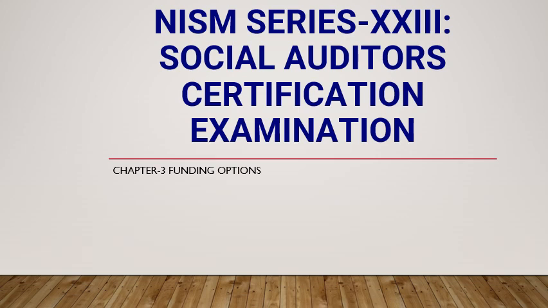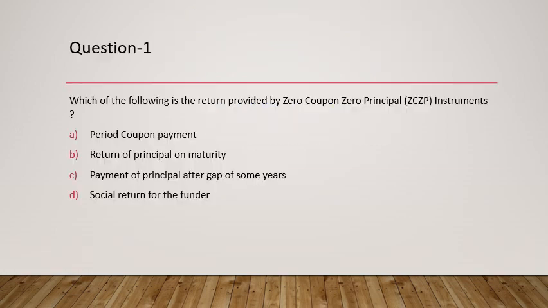I am going to start with chapter 3, which is about funding options. I have already done one video, but this is the second one that I am doing on chapter 3. So let me take you through the first question, which is about a zero coupon, zero principal instrument. This is a new kind of security which is going to be used for funding social initiatives, and they are going to be listed on the social stock exchange also.